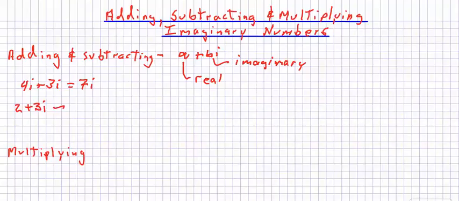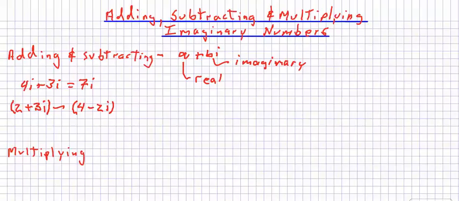If we had 2 plus 3i minus 4 minus 2i, whenever we're adding and subtracting and we have complex numbers, imaginary and real parts, we use parentheses 100% of the time. Now, just look at the real part.